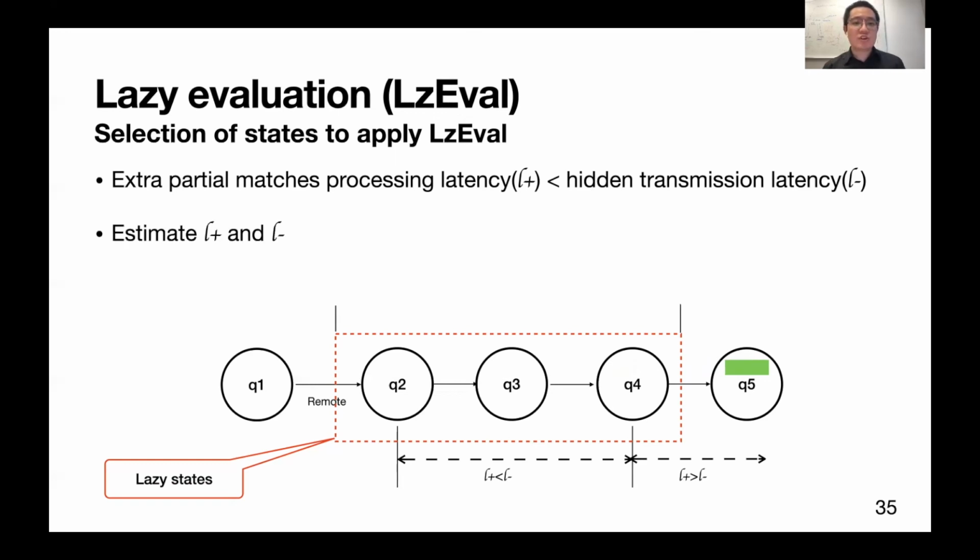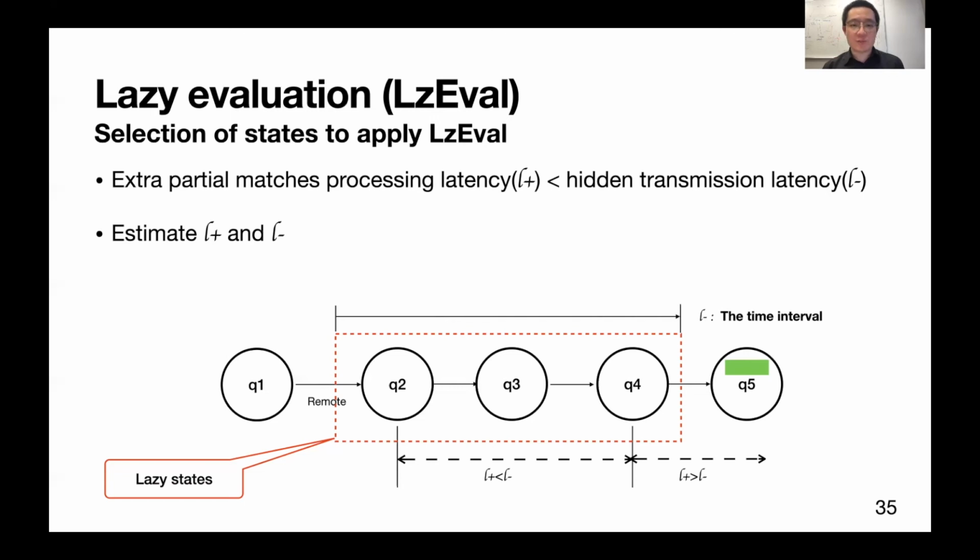And the extra partial match processing latency L plus and the hidden transmission latency L minus can only be known in retrospect, and then we need to estimate them. And the hidden transmission latency L minus is actually the time interval for a partial match to evolve from state Q2 to state Q4.